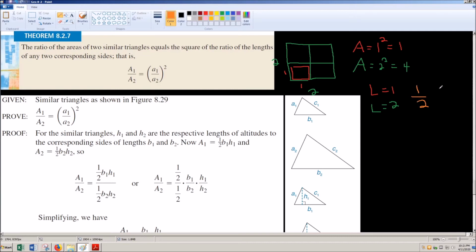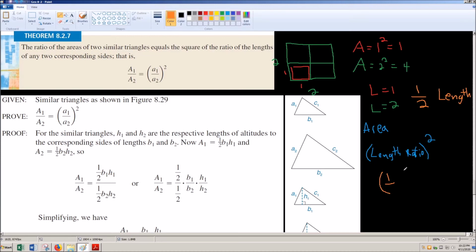So now that's just for length. That's talking about sides. Now that I've got length, I want to talk about area. So we'll do area in blue here. When I'm talking about area, area is going to be the length ratio squared. What I mean by that is my length ratio was 1/2, and now I'm going to square that.